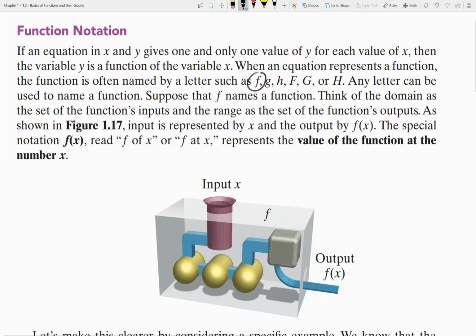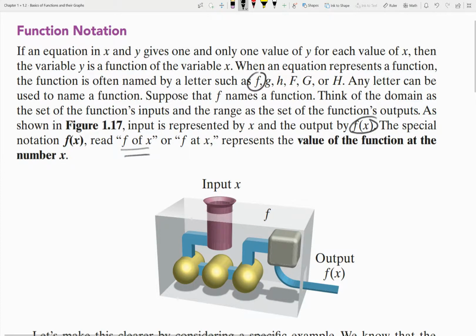So think of the domain of a function as the set of the function's inputs, and the range as the set of the function's outputs. If you look at this little machine right there, the input is represented by x and the output is represented by f of x. That's how you say that. That special notation is read f of x or f at x. Nobody really says that one. Most of the time, most people just say f of x. And what it means is the value of the function at the number x.